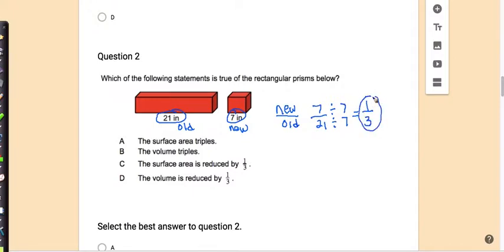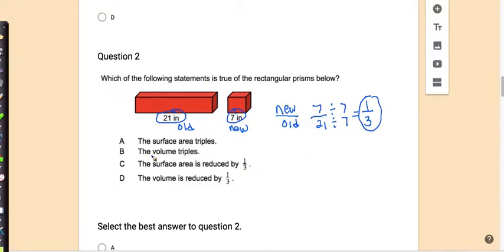So it's 1/3. Now remember, the smaller number's on top, and you can tell a couple different ways. Number 1, the box shrunk. Number 2, we always put the new one on top. And the biggest mistake I see here is people do 7 divided by 21 and think the answer is 3. But if the smaller number's on top, then I got to have a fraction. So 1/3.